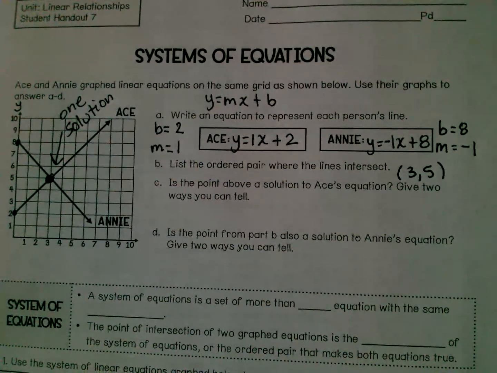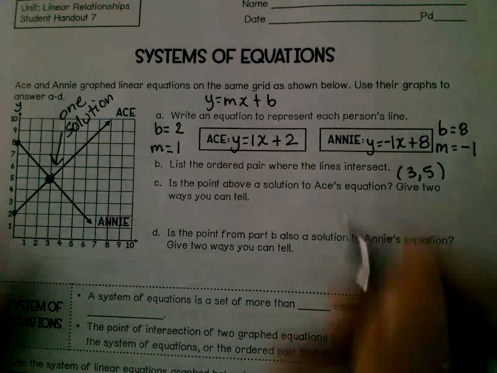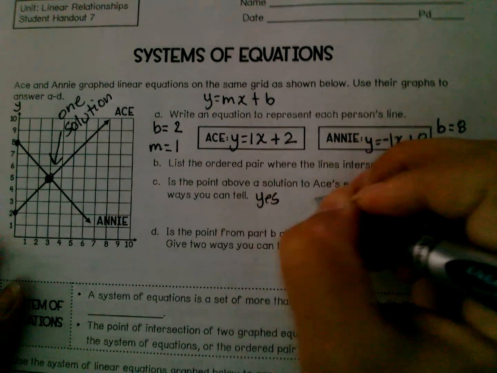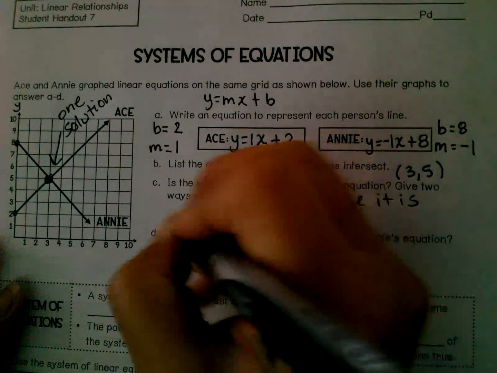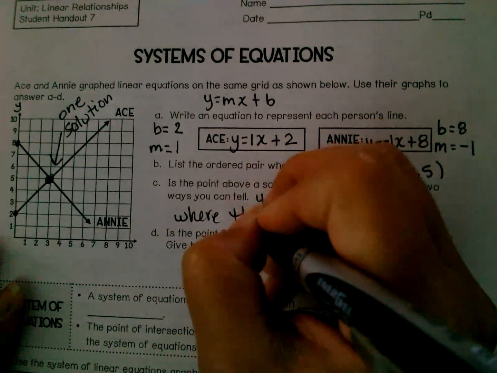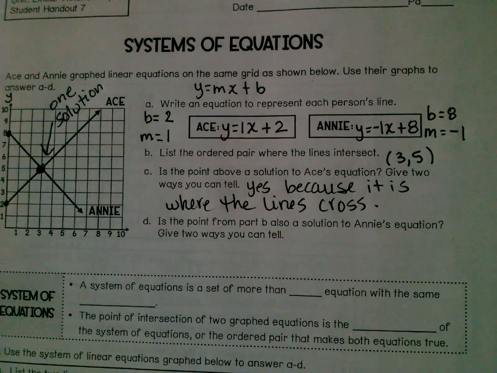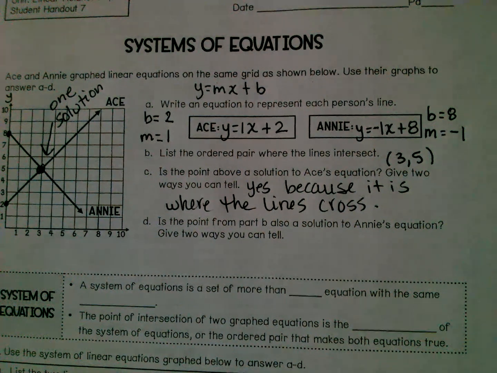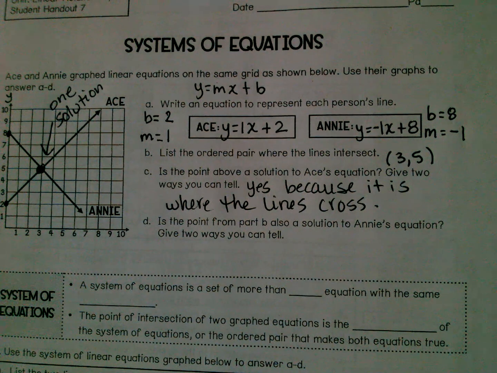Is the point above a solution? Of course, because we said solution is where the lines intersect. So we're going to put right here, yes, because it is where the lines cross. I think it's just asking, is the point a solution to Ace's and a solution to Annie's? Well, yeah, that point is part of both. That's why they're crossing there, okay?